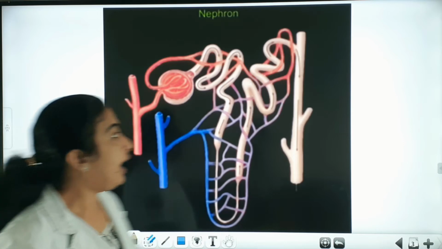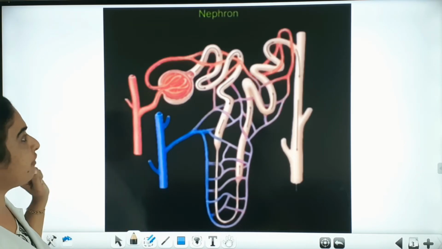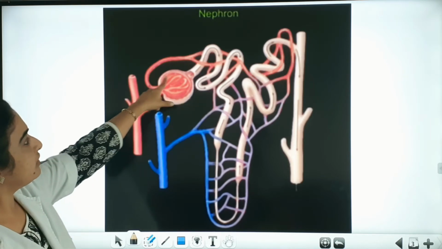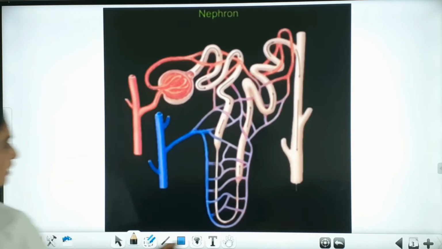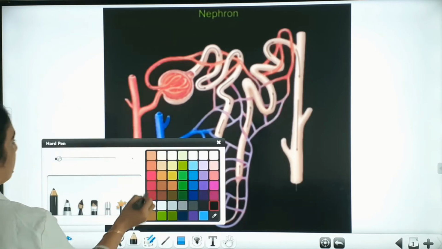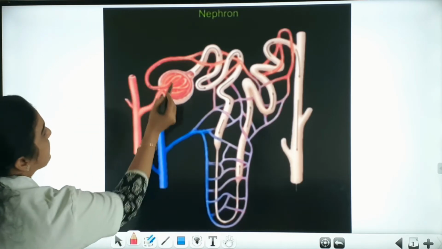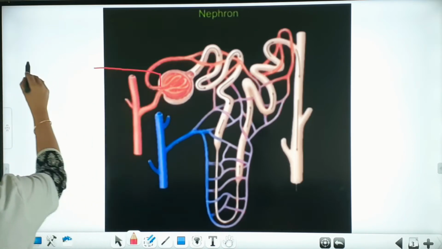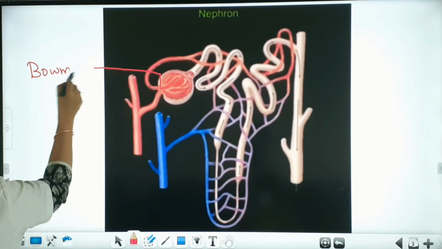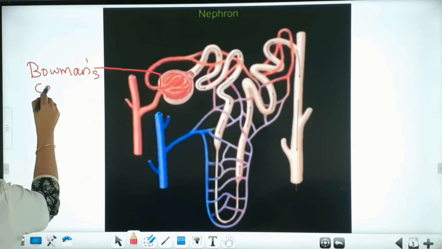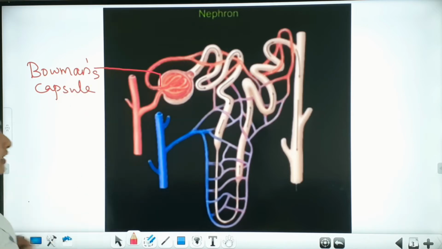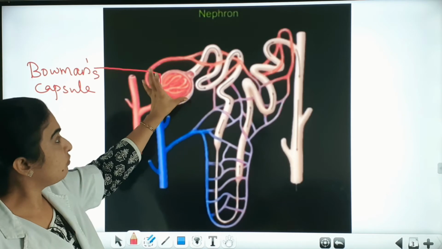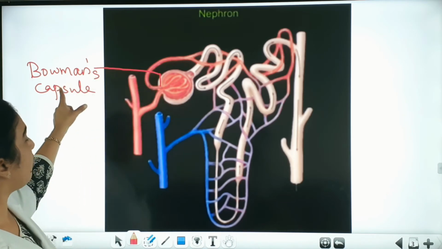Is it clear? And now we can see the structure of the nephron. You can see a cup-shaped structure over here, and this cup-shaped structure is called Bowman's capsule. This is the cup-shaped structure. It is called Bowman's capsule.